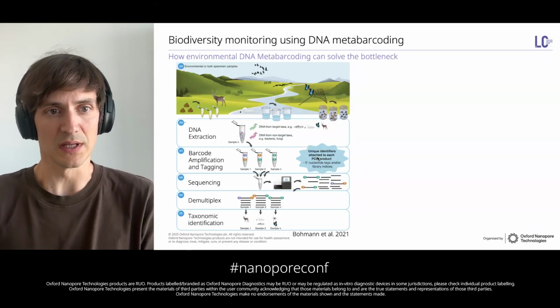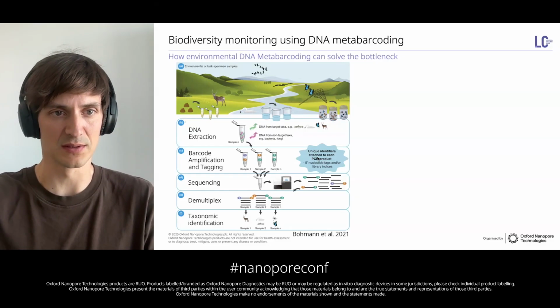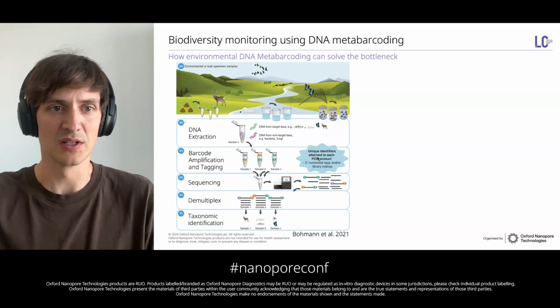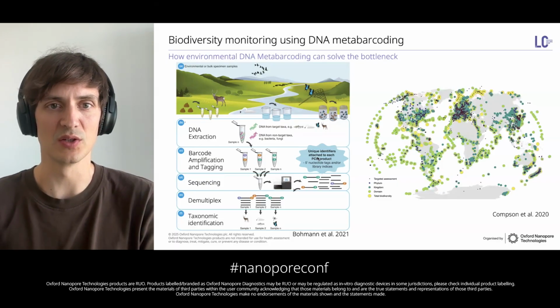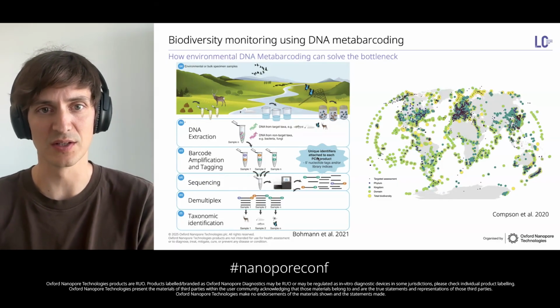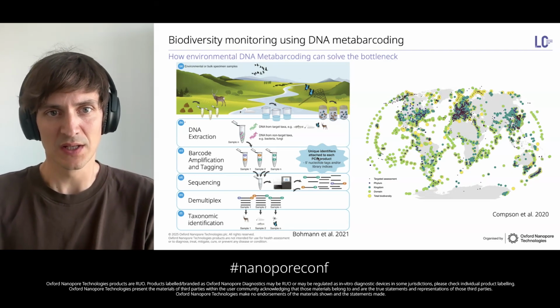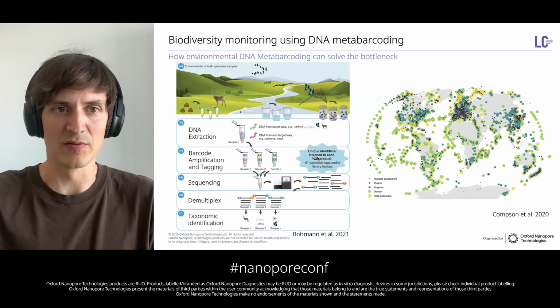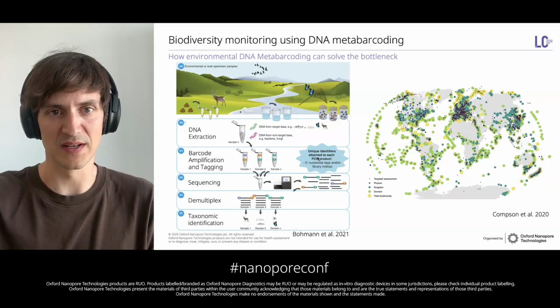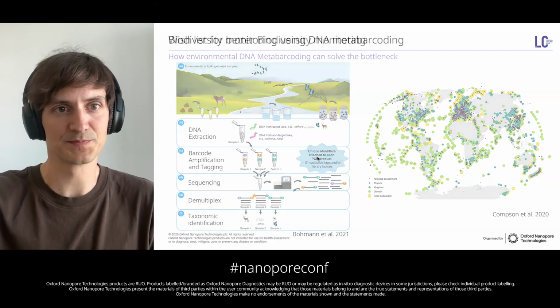Next, this is sequenced, and the sequencing reads are sorted into the different samples again, and this enables taxonomic identification of the different species contained in each of the different samples. This is a method that is being used already worldwide, as you can see here in this overview generated by Compson et al. in 2020. And you can see that biodiversity monitoring using eDNA is already a reality. However, there's still some challenges that it faces to become the global tool to measure biodiversity.